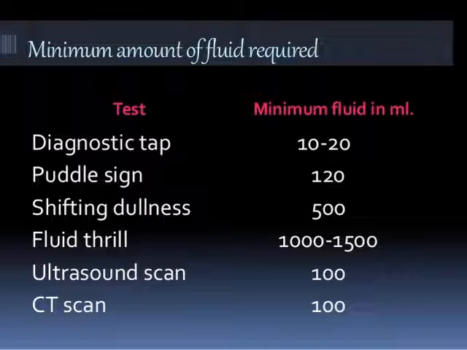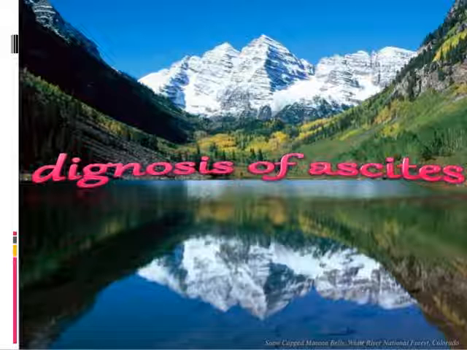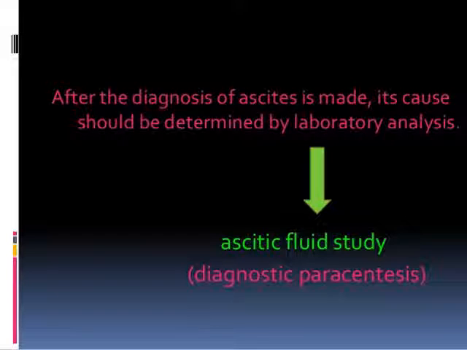The minimal amount detected using abdominal ultrasound is 100 ml, and also by CT scan. Diagnosis: after diagnosis of ascites, its cause should be determined by lab analysis. We should do ascitic fluid study by diagnostic paracentesis.